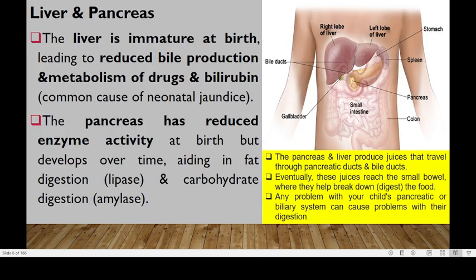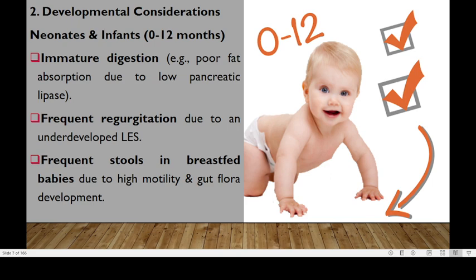Next, we have the liver and the pancreas. The liver is immature at birth, and this leads to reduced bile production and difficulty metabolizing bilirubin, which can cause neonatal jaundice. I think this is one of the conditions that we are going to be looking at. The pancreas, on the other hand, has reduced enzyme activity, and this makes it difficult for infants to digest fats.